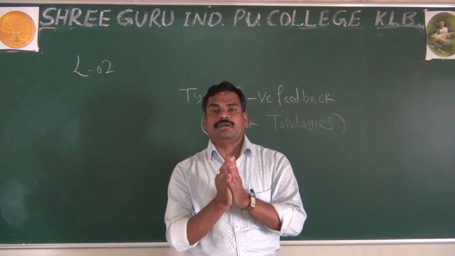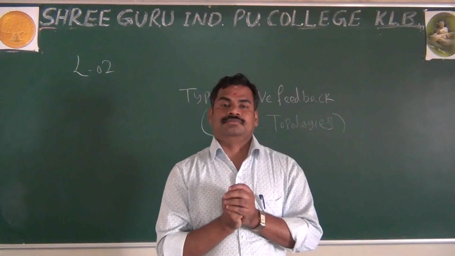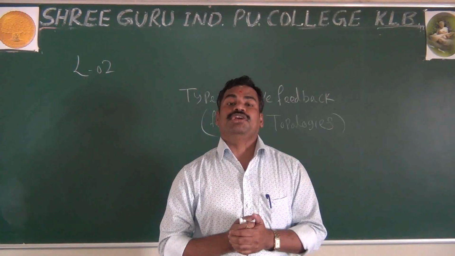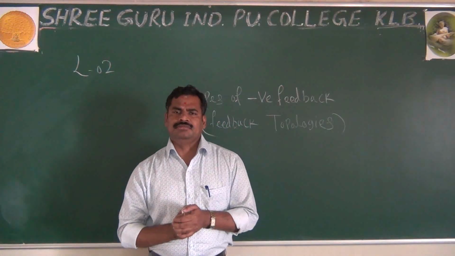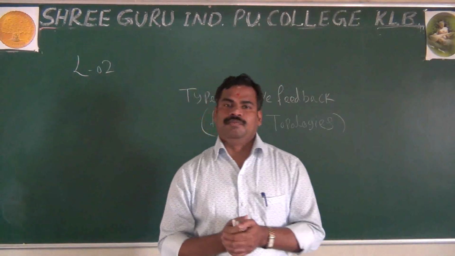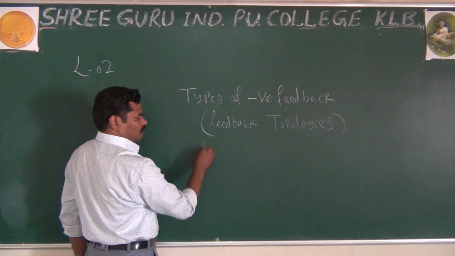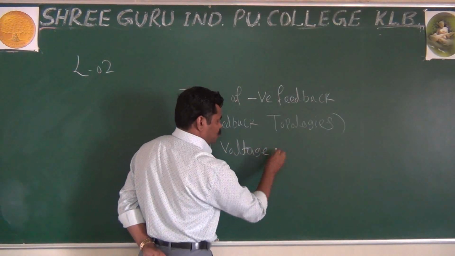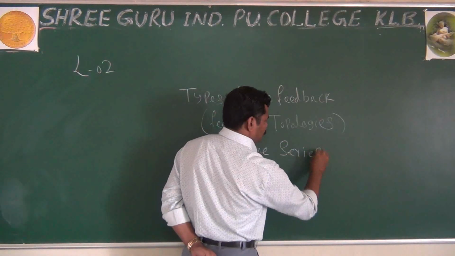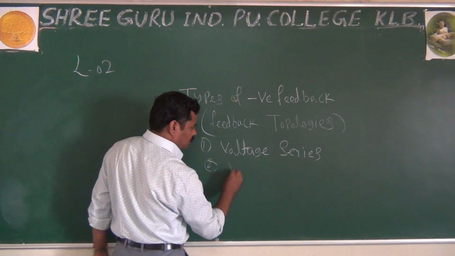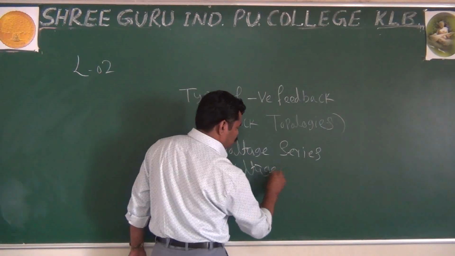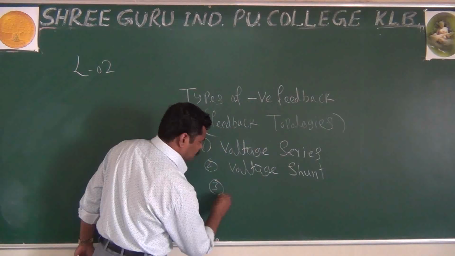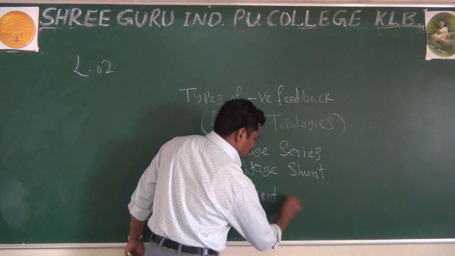It means how you are sampling and how you are mixing. Because in the output you are using a sampling circuit, and in the input you are using a mixing circuit. And how the output is sampled, and how that output is mixed with the input. Then you have done the 4 types of feedback. One is called voltage series, and the second one is called voltage shunt, or you can say voltage in parallel, and the third one is current series.